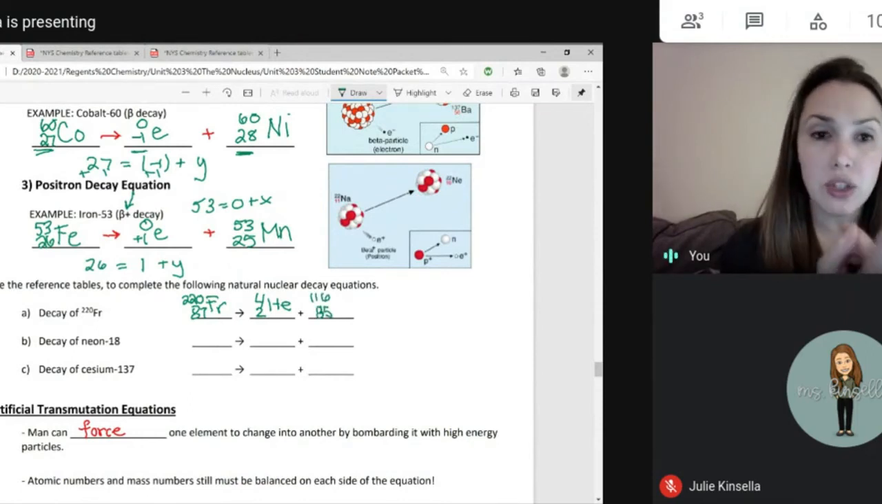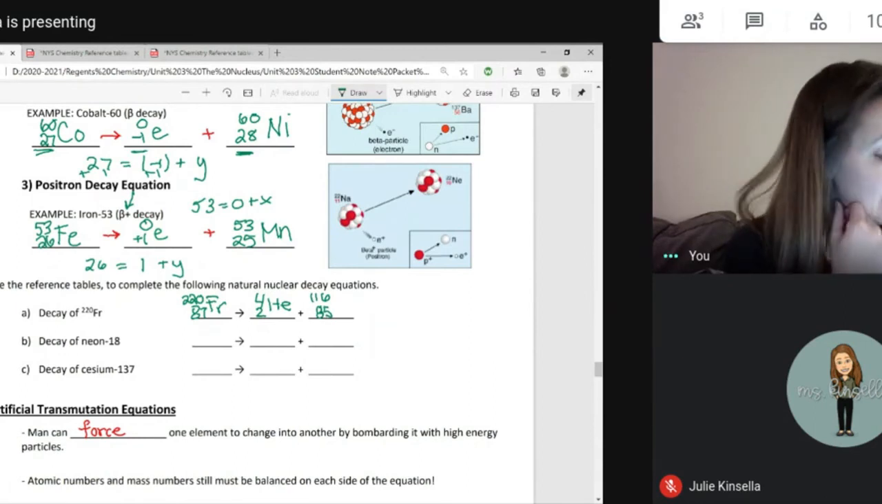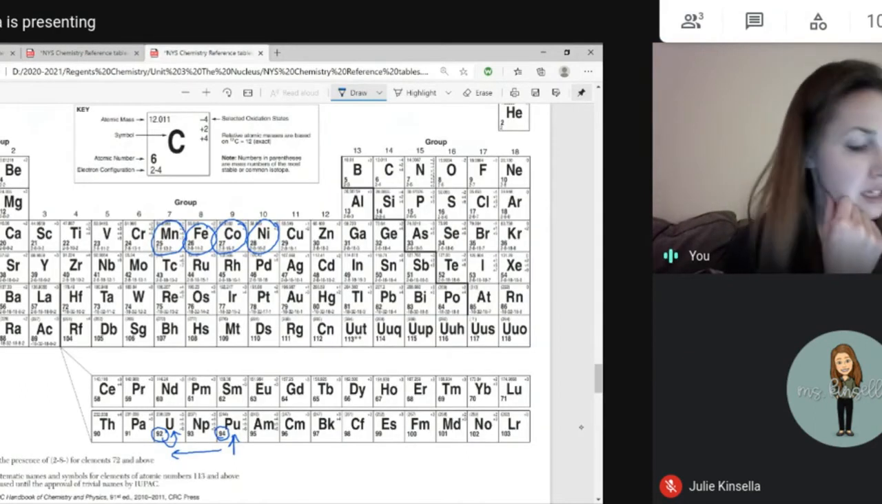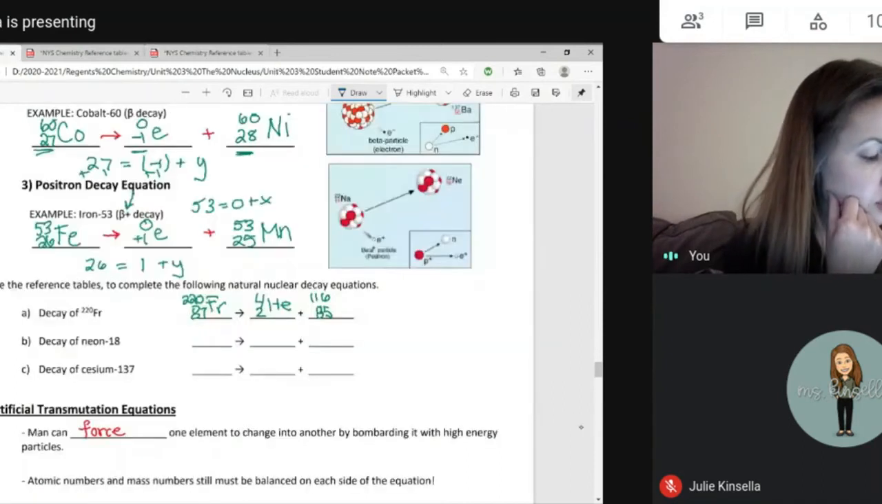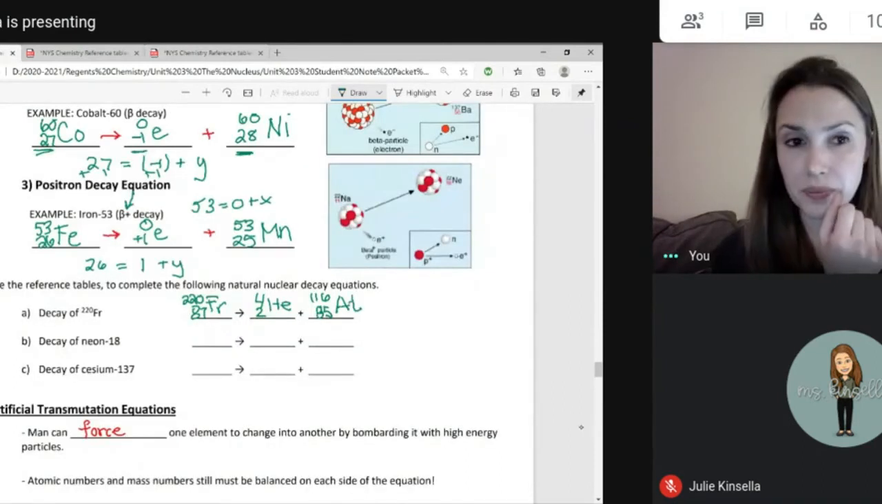Now check your symbol. Did you make sure you didn't write down francium? 85 is going to be AT over on the right-hand side. So you're going to see me fill in AT there.